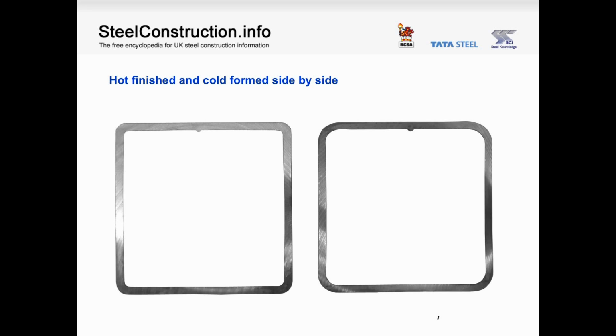If we now put two sections of exactly the same serial size and wall thickness side by side, one manufactured using the hot finish process, the other the cold form process, we begin to see some physical changes. Physical changes due to the difference in the corner radii, and this can be very, very pronounced for thicker walled sections.